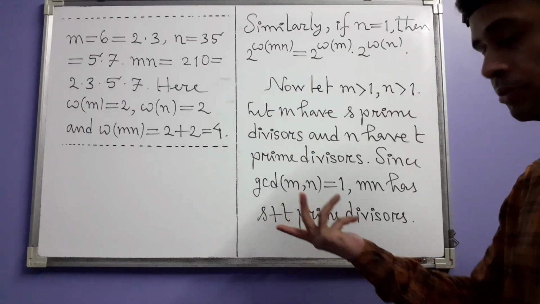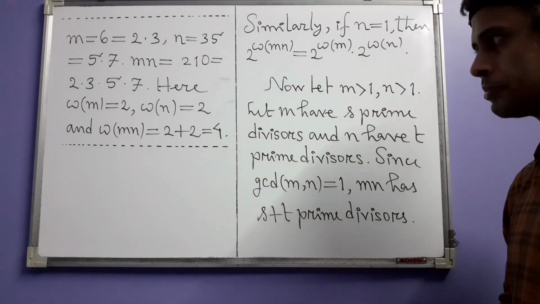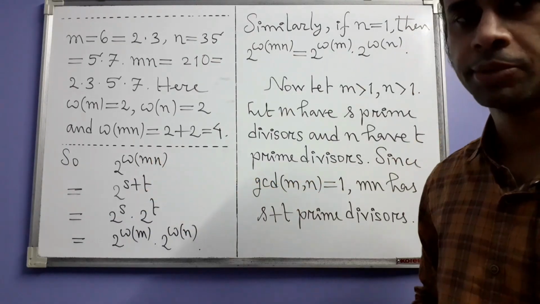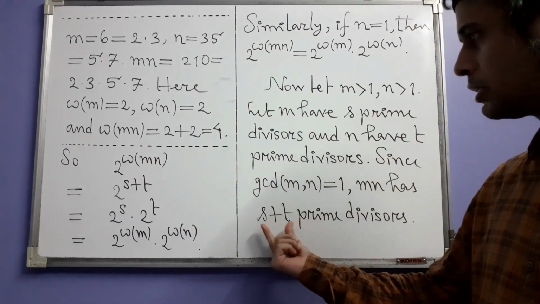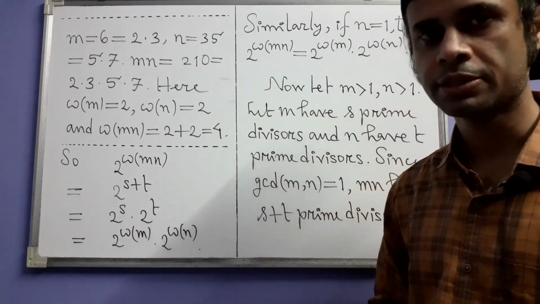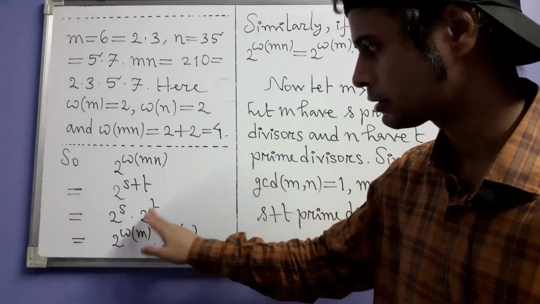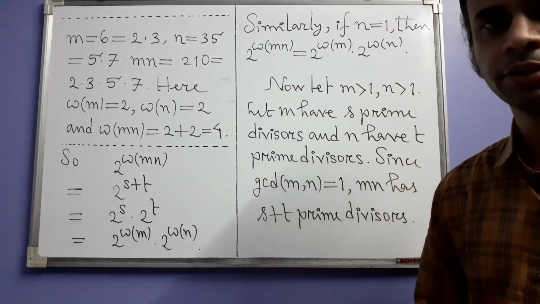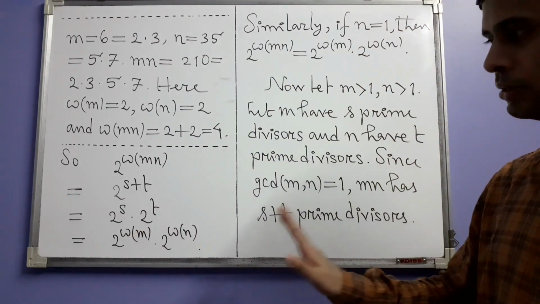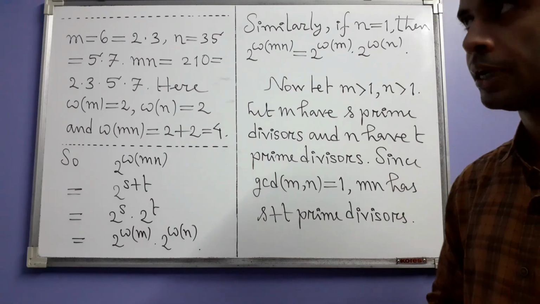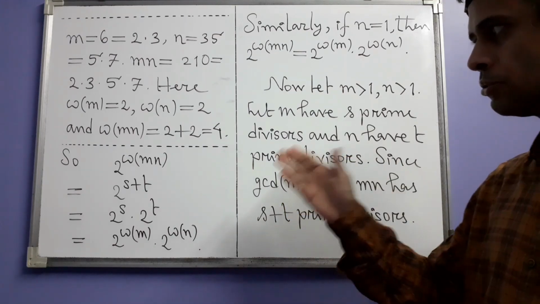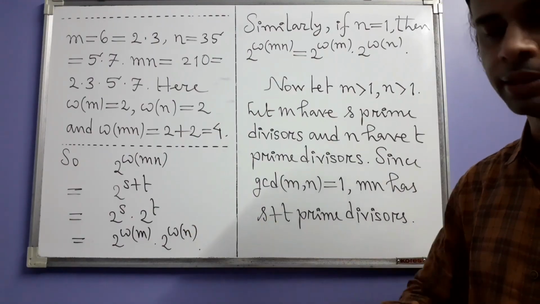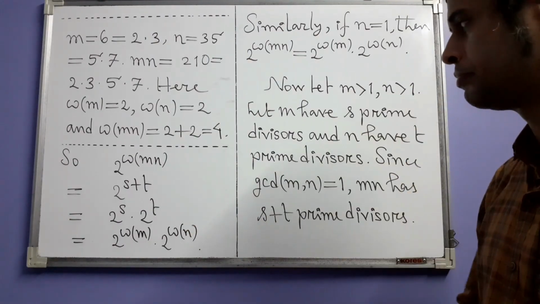So then what are we going to get as a consequence? In this case also we calculate 2 to the power omega of mn. Omega of mn is s plus t. So 2 to the power s plus t, which you can write as 2 to the power s times 2 to the power t, and which is just 2 to the power omega of m times 2 to the power omega of n. So in this case also we have got what we wanted to get, and that is why the given function 2 to the power omega of n is a multiplicative function. I am not writing that again here, okay, you can write the final line.